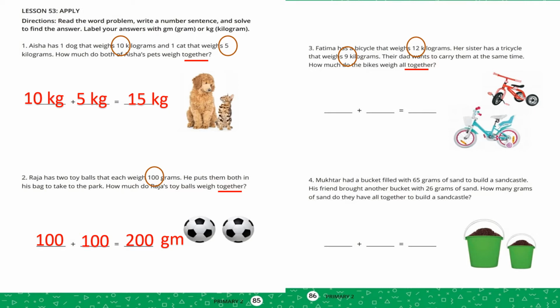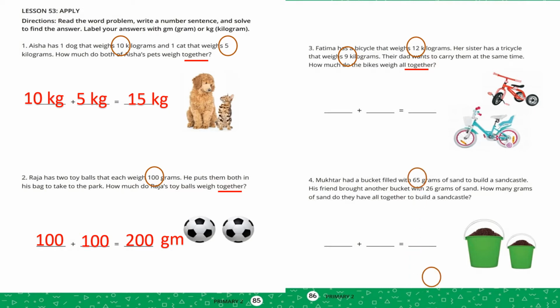Complete number 3. Number 4. Mukhtar had a bucket filled with 65 grams of sand to build a sand castle. His friend brought another bucket with 26 grams of sand. How many grams of sand do they have all together to build a sand castle?